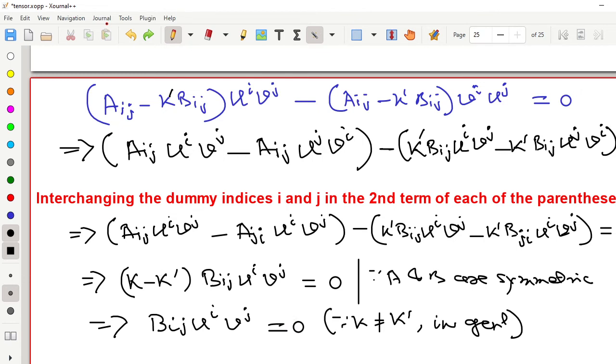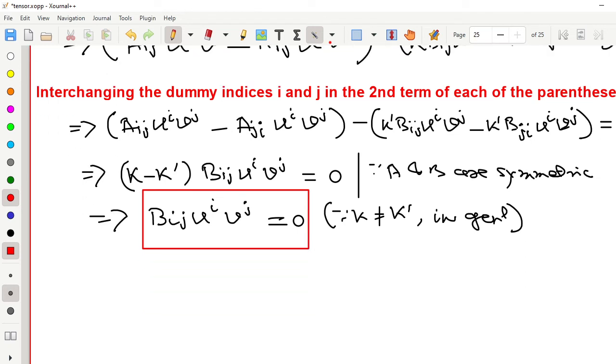Now look at the question: one of the parts has been proved. Have I done something which is not understandable to you? Definitely the answer is no. You multiply equation 1 by v_j. I hope you will get it, and you will get your remaining part of the answer.